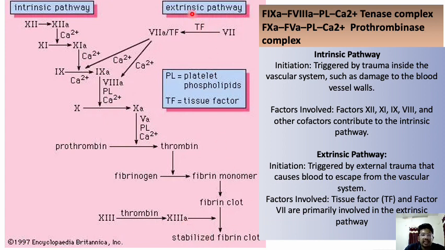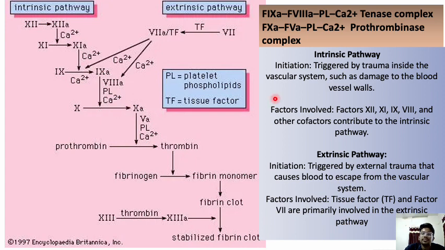Here you can see that in the extrinsic pathway, factor 7 is required. It starts with factor 7. Factor 7 and the tissue factor, or the tissue thromboplastin, are required, and factor 7 is converted to the active form. This factor 7A combined with the tissue factor and calcium can act at 2 points. It can either cause the activation of factor 9 to factor 9A, or it can act on factor 10, where it can activate factor 10 to the active form, factor 10A.